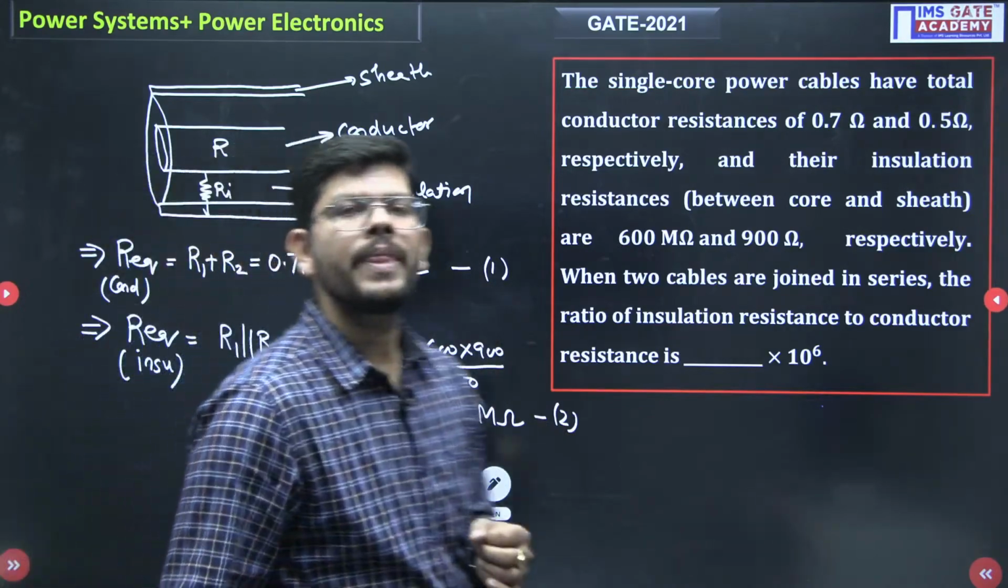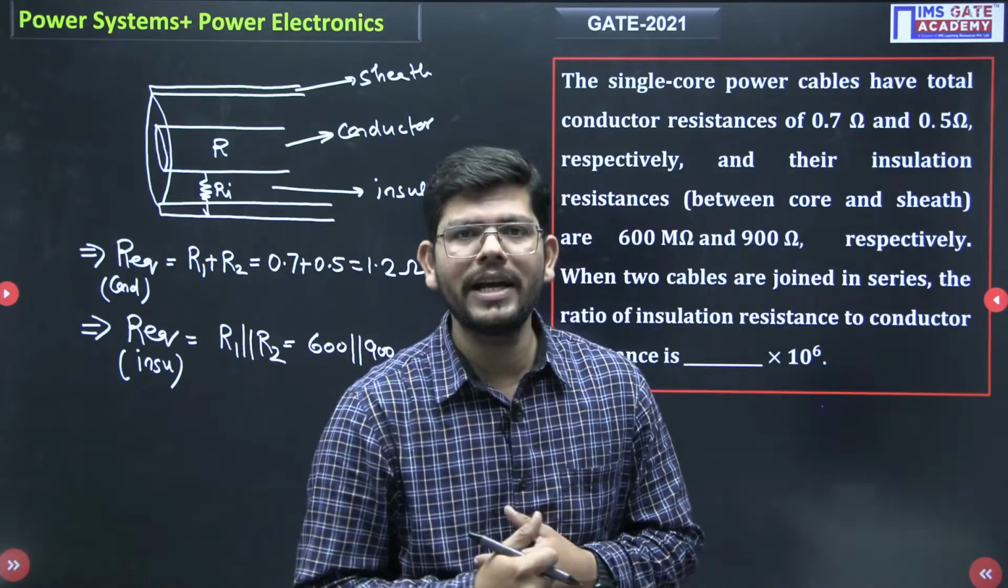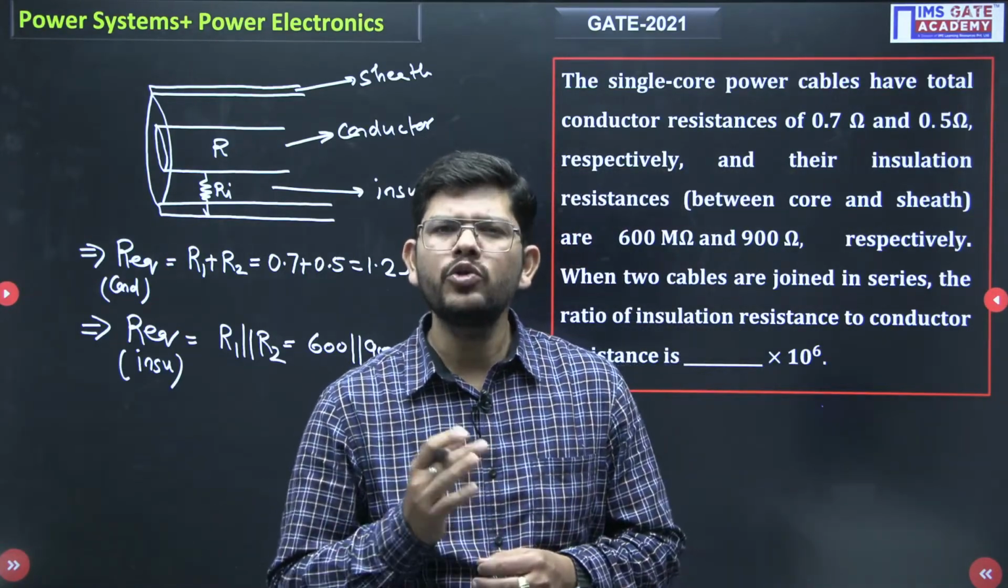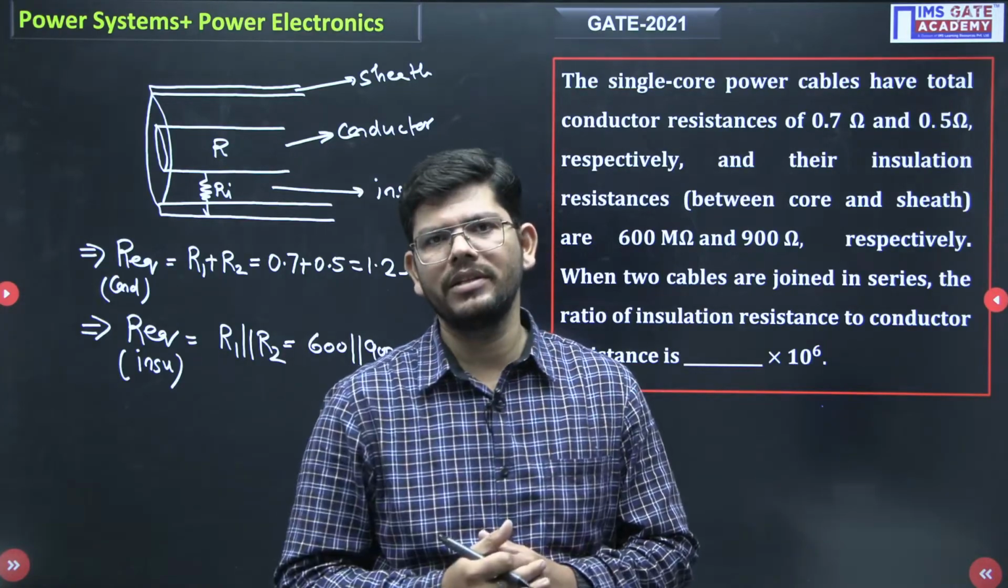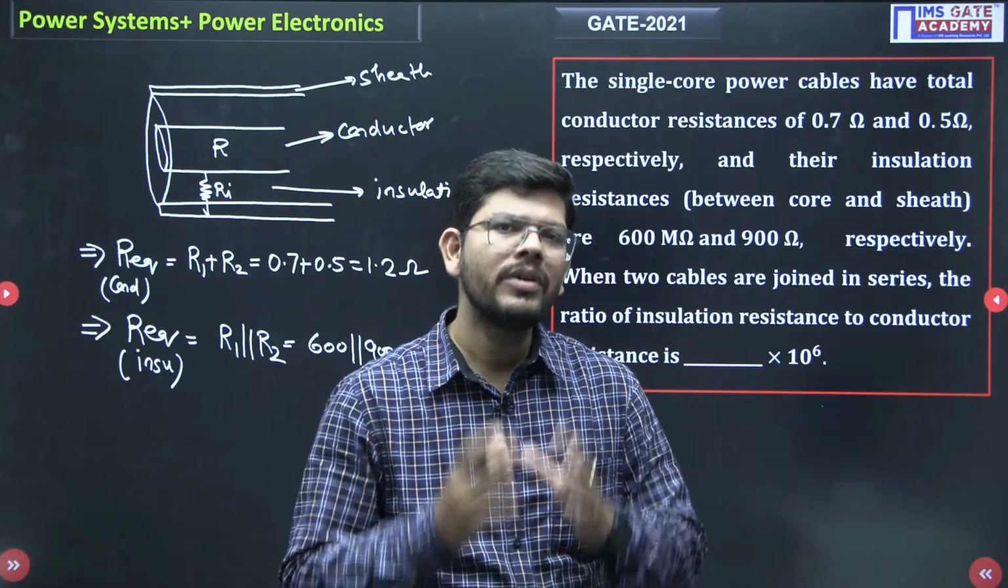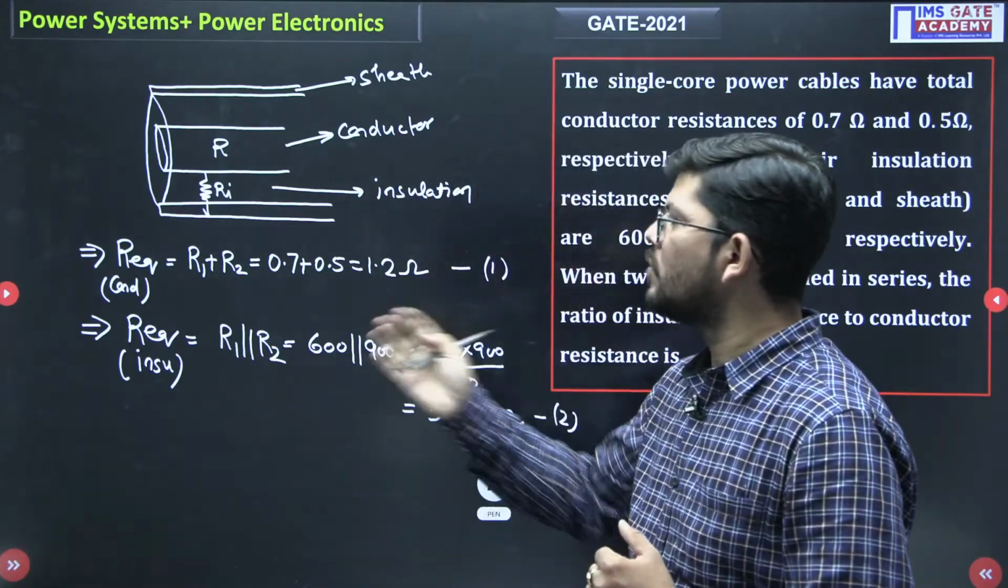Just see, when you are joining two cables, conductor resistances are normally added, like series resistors are added. Insulation resistances appear to be in parallel with each other. This is a small fact you have to keep in your mind. Now we have calculated the equivalent resistance.